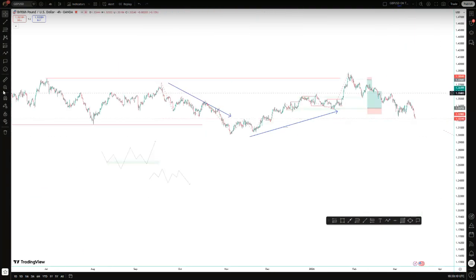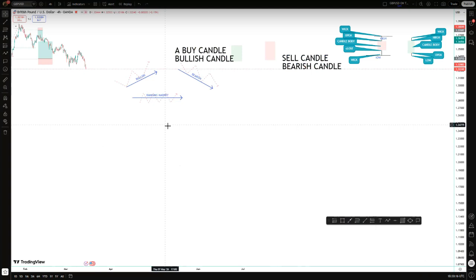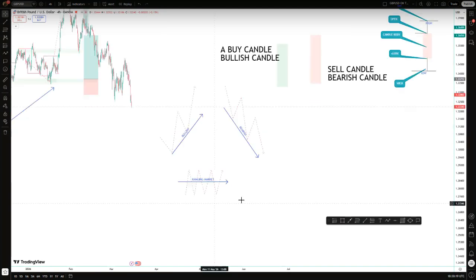At this point, we have a lower. We have it going bearish and we have it going bullish, and this is exactly what I've shown you guys on this area. So there can be only three movements. Only three major movements.